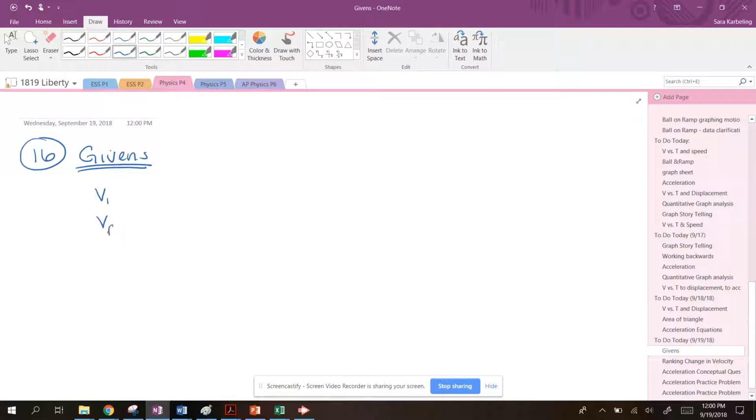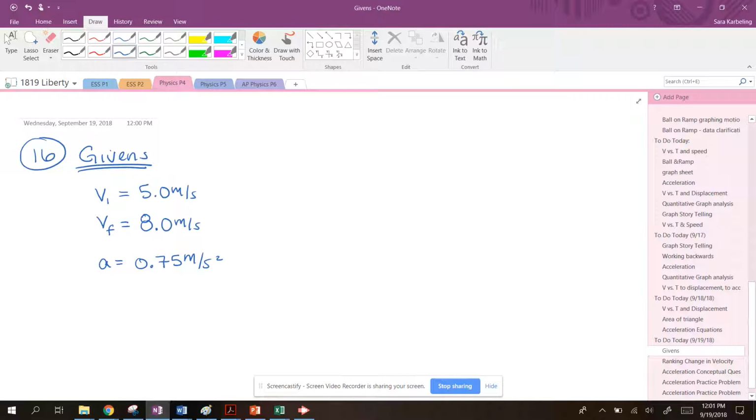Our velocity final is 8. Our velocity initial is 5. Even without looking, should our acceleration be positive or negative? What do you think? Positive. Yeah, it's positive because it's speeding up. And it said that it's 0.75 meters per second squared.